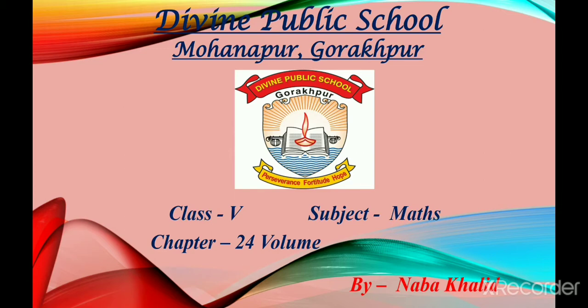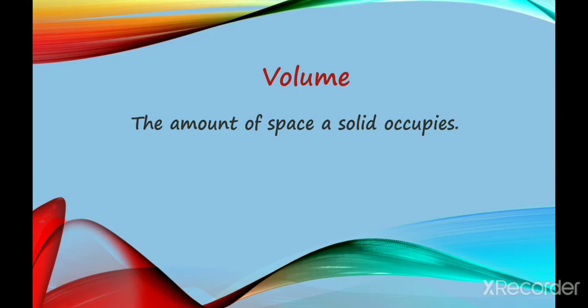Let's begin this chapter. Volume is the amount of space a solid occupies. This is the easiest definition you can get for volume: the amount of space occupied by a 3D solid. So volume is calculated for any 3D geometrical shapes. Volume is the amount of space occupied by any 3D figure or 3D object.